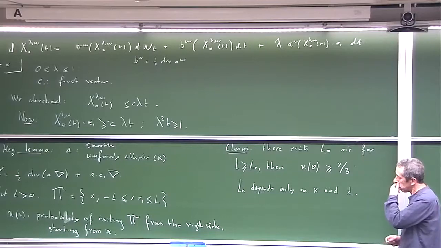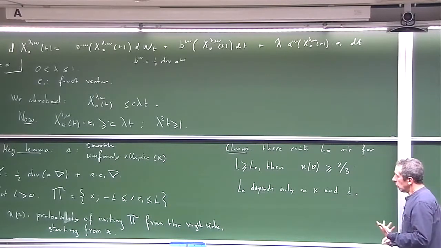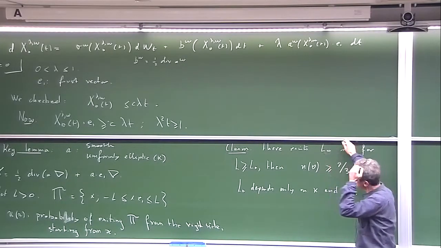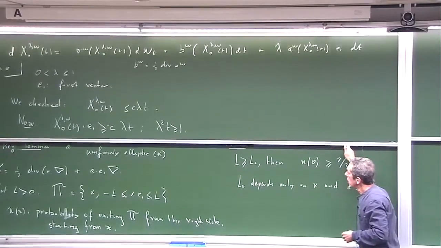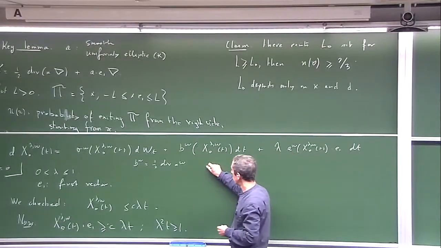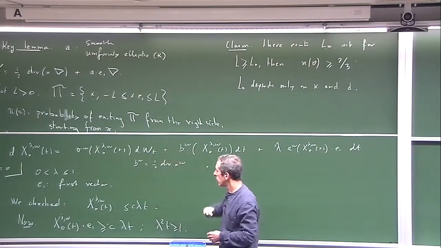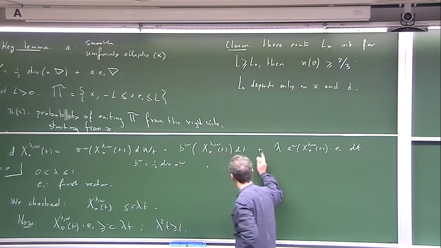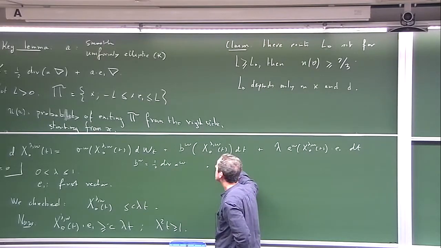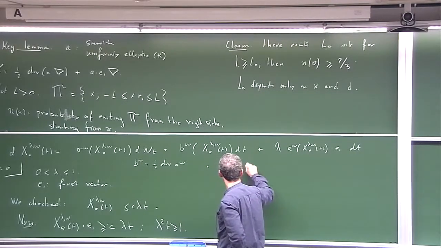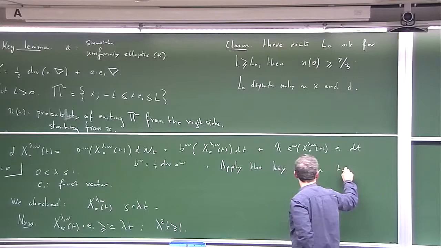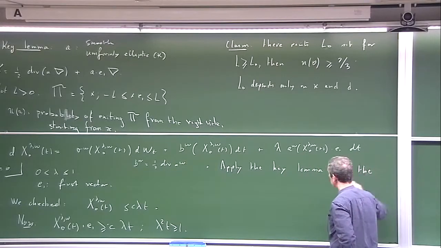Now, we're going to prove that, and then we will apply this result to these diffusions over there. I didn't record it, but I'm assuming that the coefficients a_omega are uniformly elliptic and smooth. And we will apply the key lemma to the rescaled diffusion, like last time.